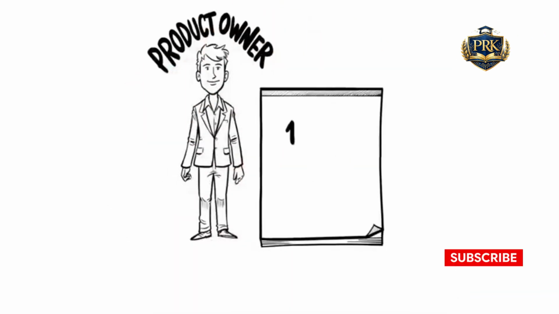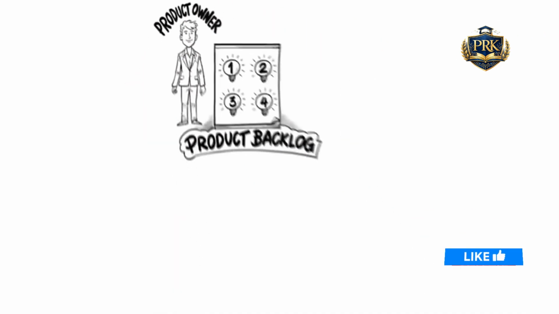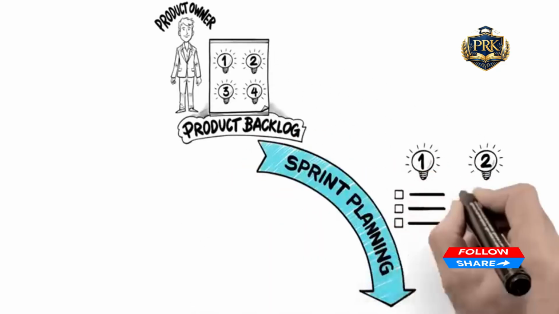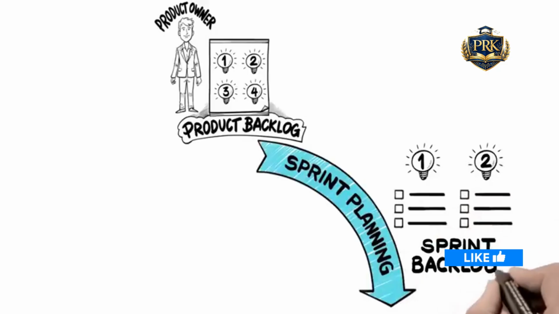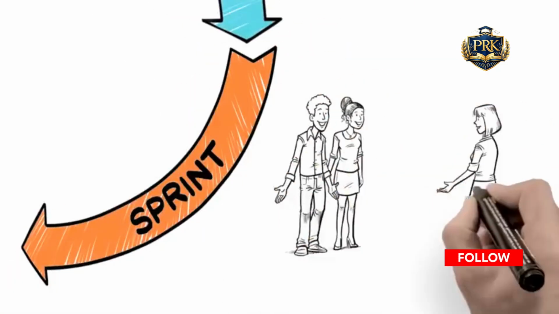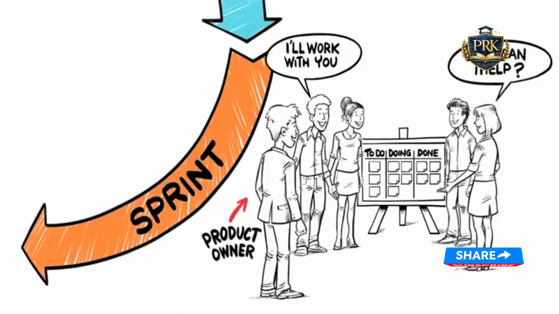A product owner creates the product backlog, a prioritized wish list. During sprint planning, the team pulls a chunk from the top of that list and decides how to complete it. The team has a set time frame, the sprint, to complete their work. They meet in a daily Scrum to keep the work moving forward.